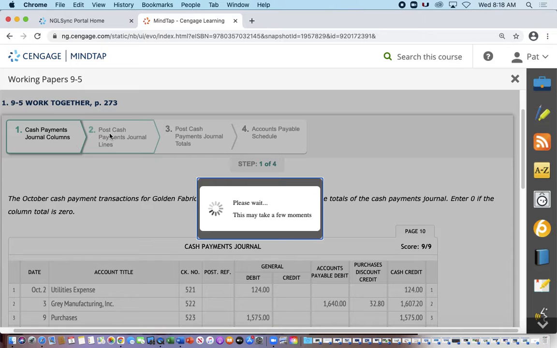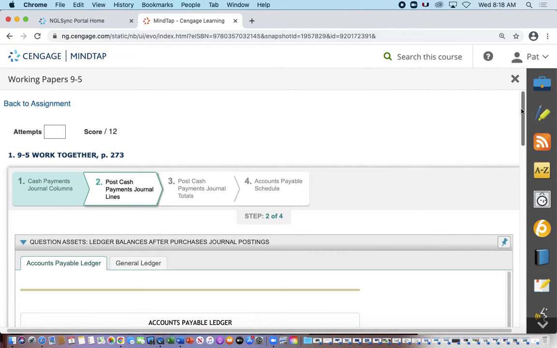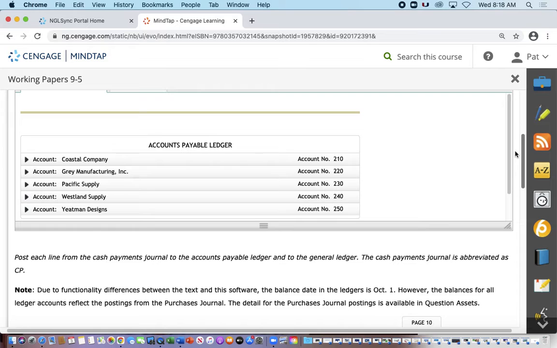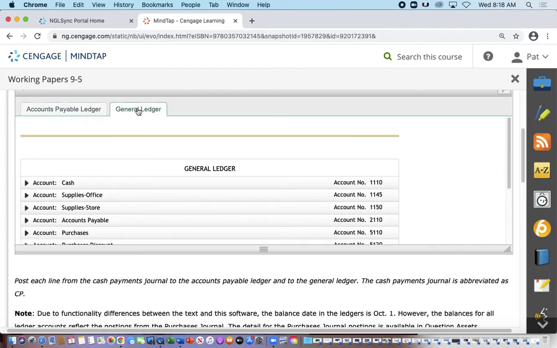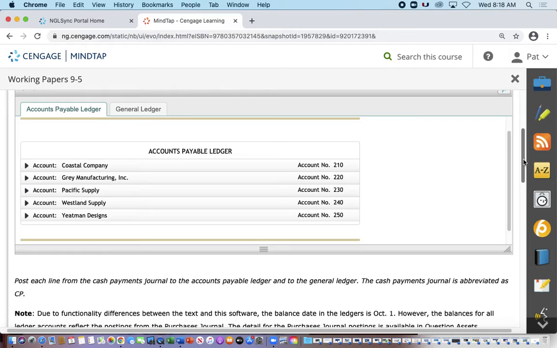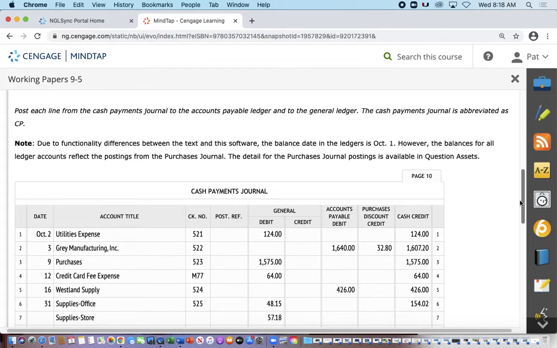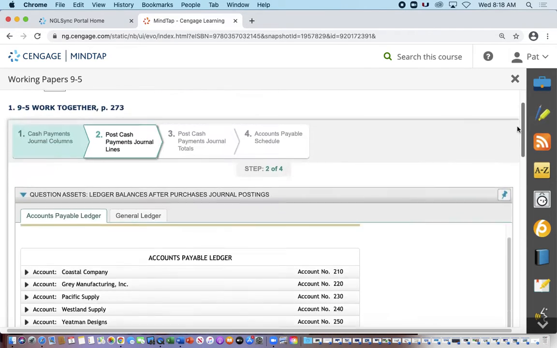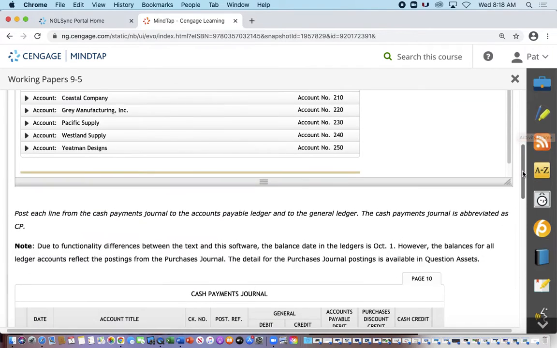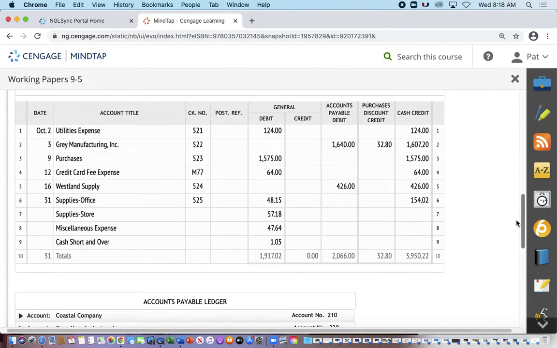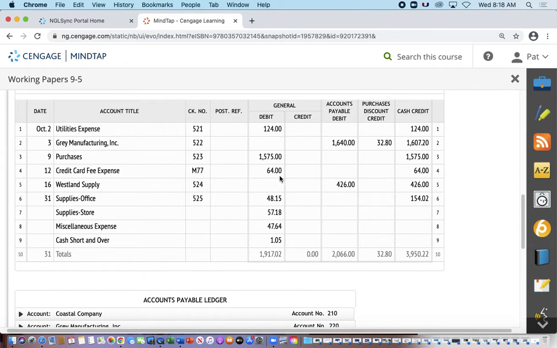All right. So number 2 says post cash payments journal lines. He gives us the accounts payable ledger, and you can see it gives you a general ledger tab, which is kind of nice. It says post each line of the cash payments journal to the accounts payable ledger and to the general ledger. We're going to do both. We're going to post all the individual amounts, each one that is in the general and each individual vendor.